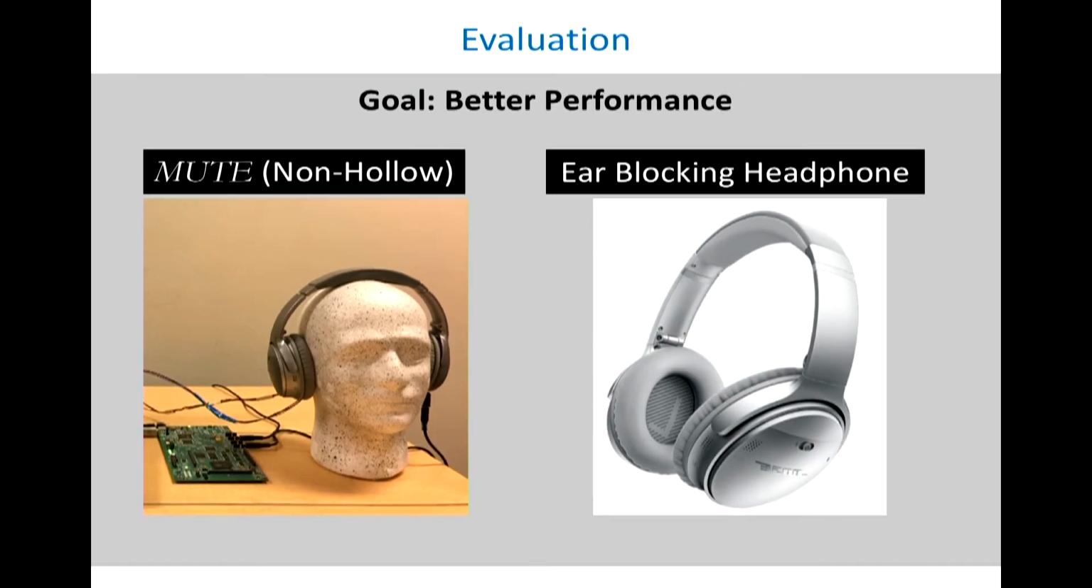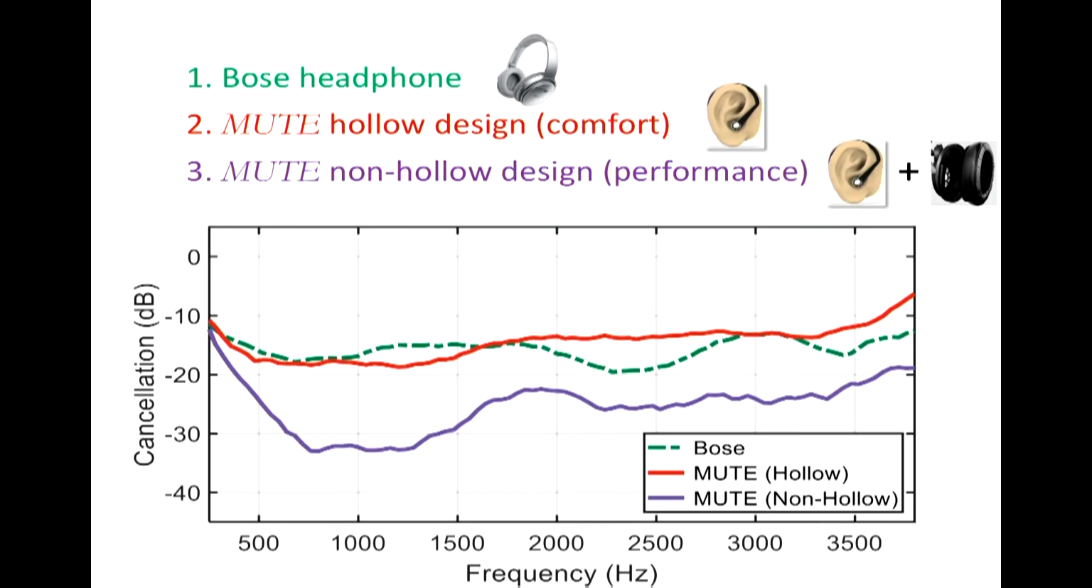Well, we actually take the Bose headphone, turn it off, and connect our DSP's audio ports to this headphone. So essentially, we are replacing Bose's algorithm with ours. We call our design on the left MUTE non-hollow, and we want to achieve better performance than Bose. So this graph shows the result. This purple line is the performance of our non-hollow design, and on average, it is 9 dB better than what Bose can do nowadays. So this is why we said we offer two options to the users. Either you go for better noise canceling performance, or you go for better user comfort. We have many more results in the paper, and I strongly encourage you to read the papers for more details.